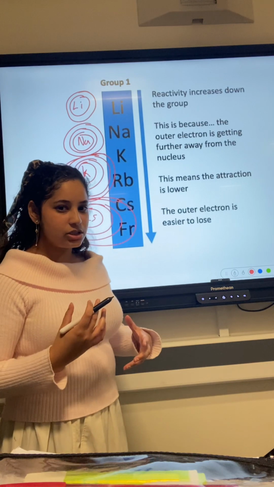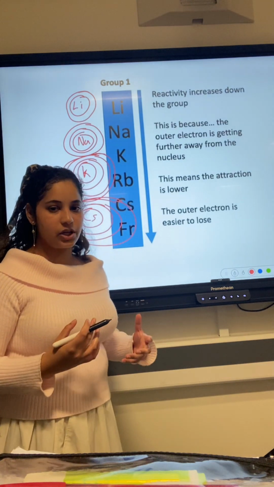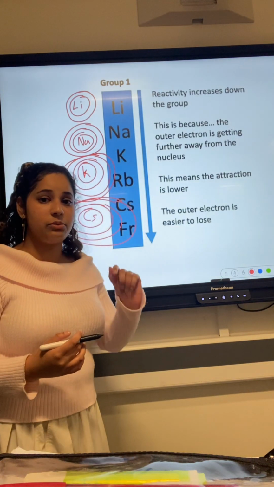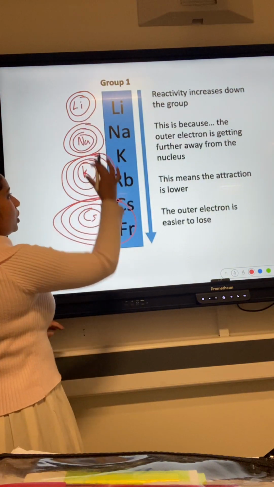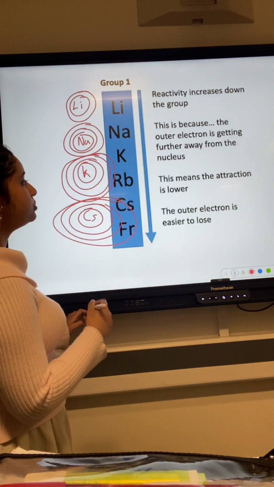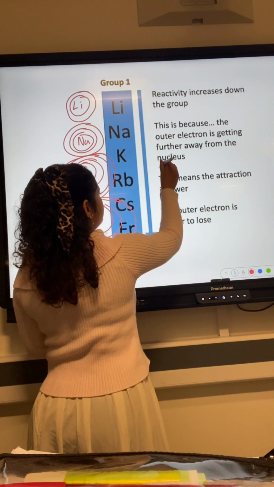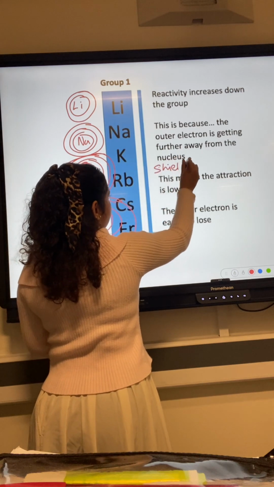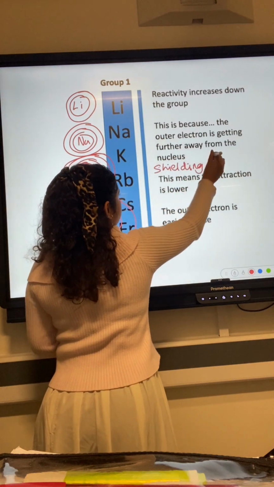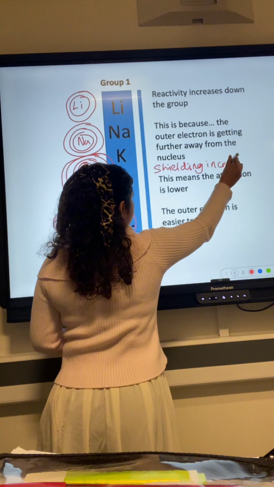Examiners love the word shielding. You always see that word in mark schemes. So as we go down, the shielding increases. I'm just going to write this here. So the shielding increases.